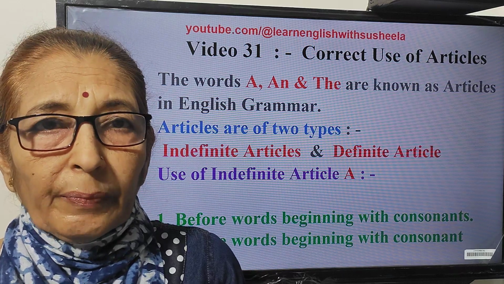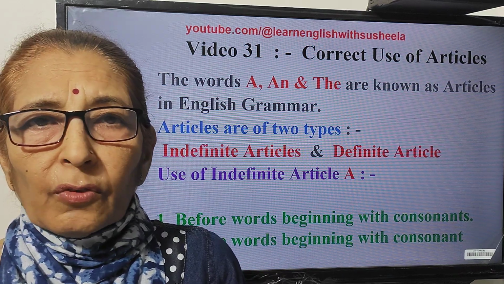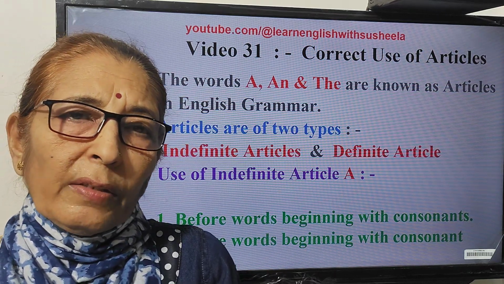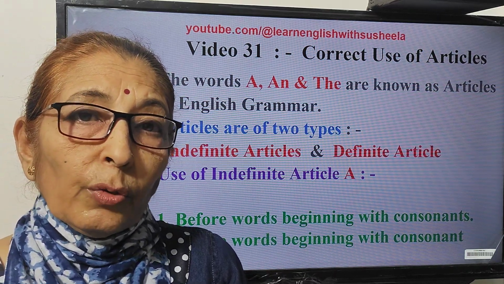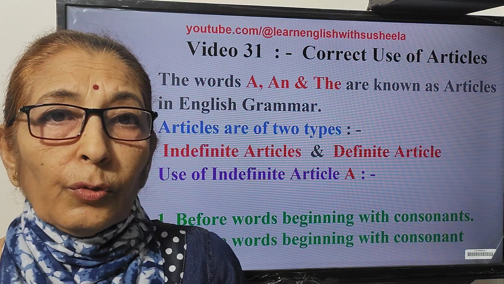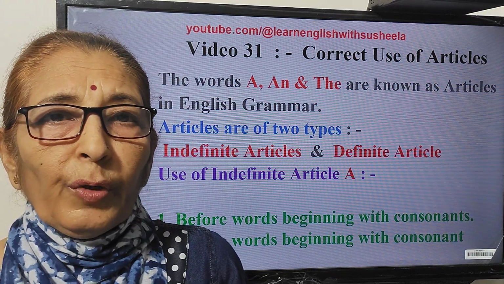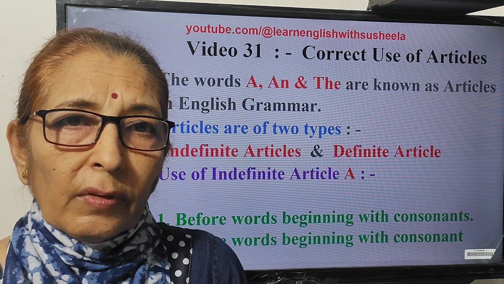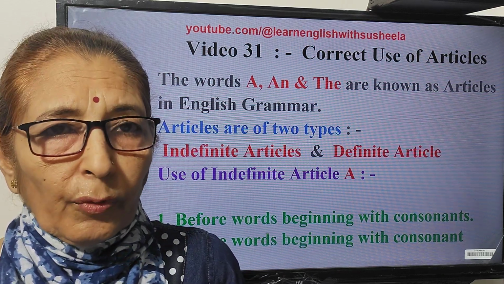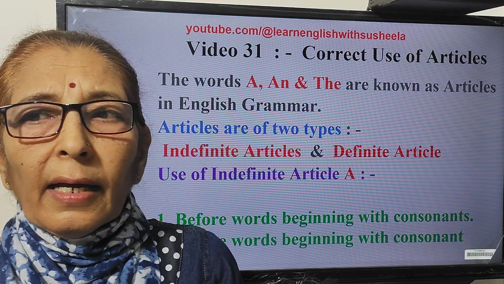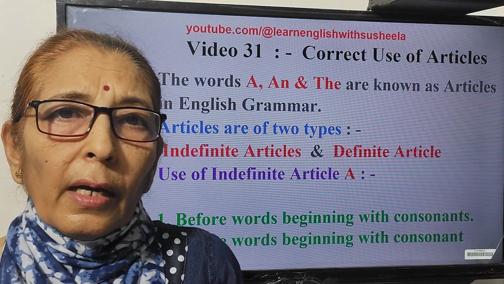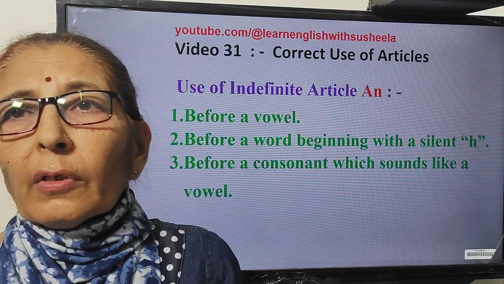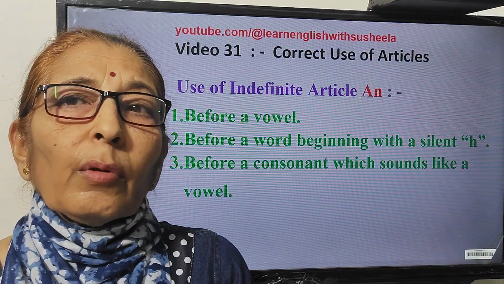Here we use a. Same way, U. U is also a vowel, but when we use it in words like university, union, uniform, useful, we use a before it. Just as he studies in a university, he has a uniform and he has a useful pen. So that way we use a before singular countable nouns.